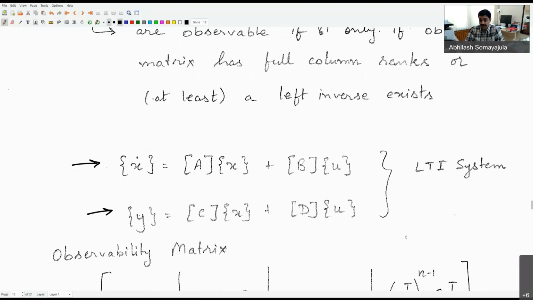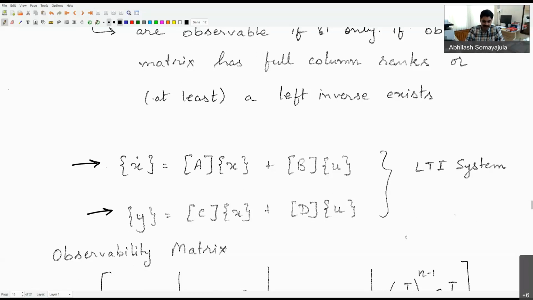Time invariant in the sense that these matrices which you are seeing, A, B, C, and D, are not varying with time. They are fixed matrices. That is why the name linear time invariant systems. Many of the systems that we will be seeing in engineering applications will actually conform to these linear time invariant systems.